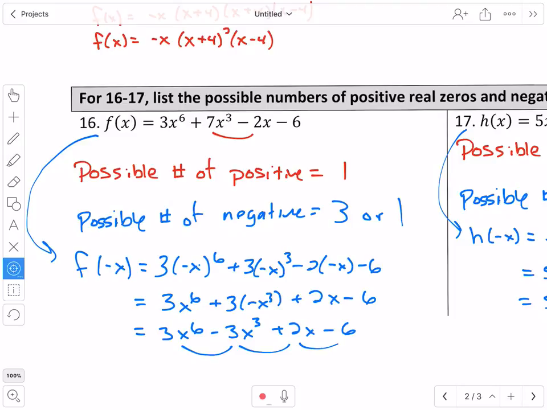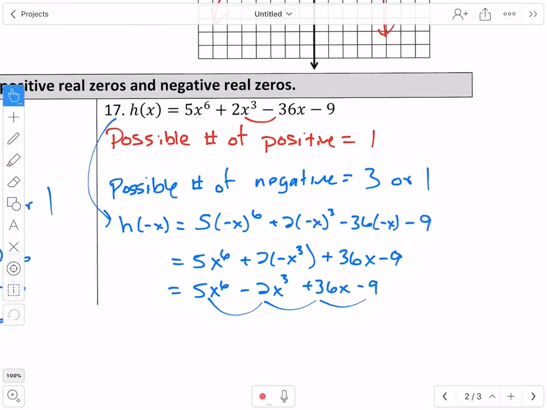So how many sign changes are there? 1, 2, 3. So the number of possible negative real zeros is 3, or less than that by an even number. So if you subtract 2 from 3, you get 1. However many sign changes there are, you keep subtracting 2 till you get down to 1 or 0, whichever comes first. You'll never get both, one or the other.